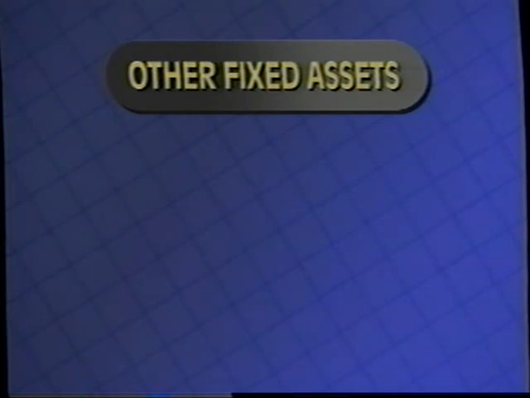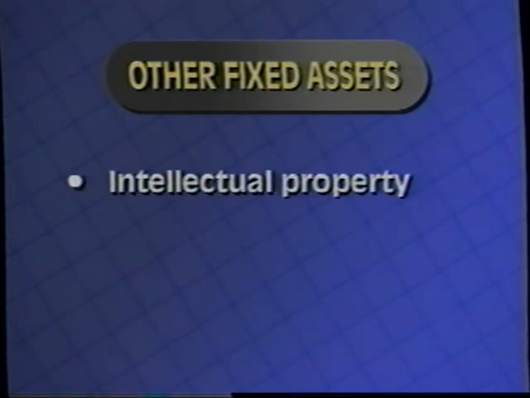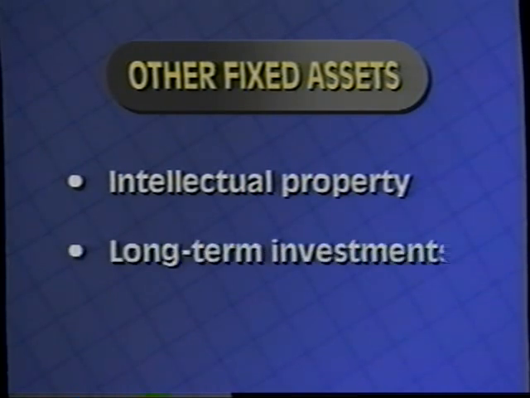Now, the firm has other assets too. In fact, I labeled them in the XYZ balance sheet, other fixed assets. These include a lot of things. They include intellectual property like patents and copyrights. They include investments in other businesses. We may own shares in IBM as an additional investment, a long-term investment, and because it's a long-term investment, we label it a fixed asset.